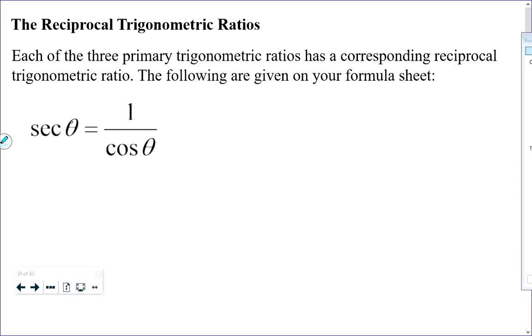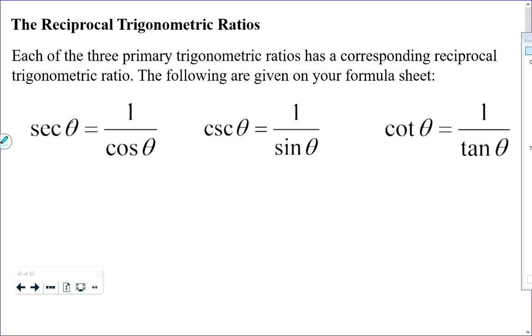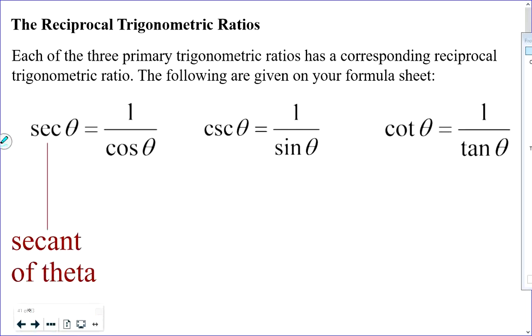We have this reciprocal trig ratio, and I'll tell you what it's called in a second, but this reciprocal trig ratio is the reciprocal of cosine. This is the reciprocal trig ratio for sine, and this is the reciprocal trig ratio for tangent. And these have words or names. This is called the secant of theta. You'll get used to it. You will.